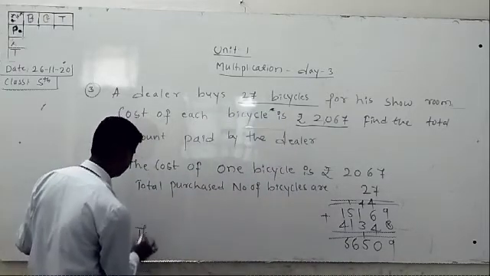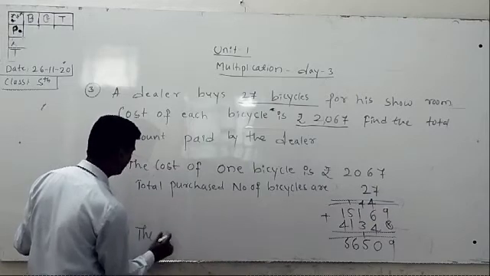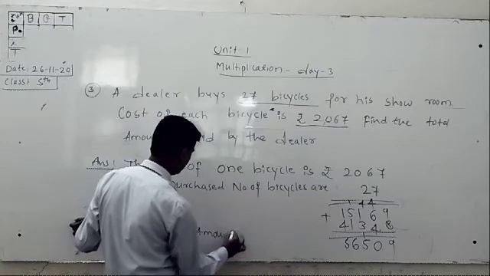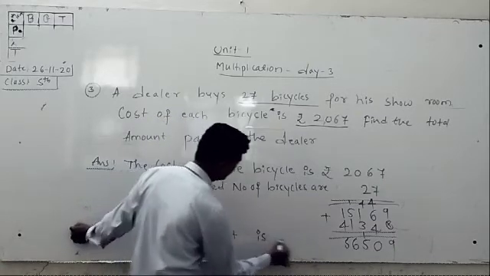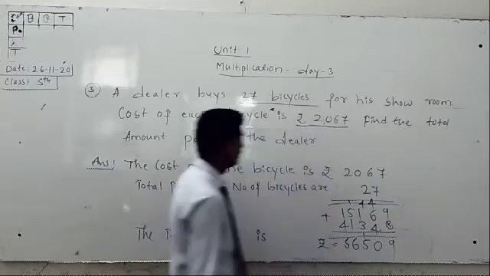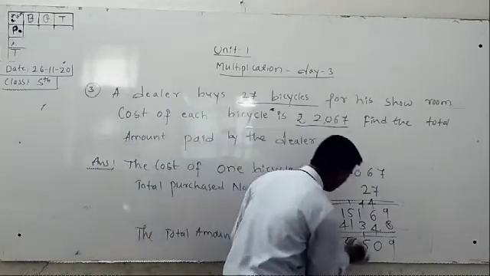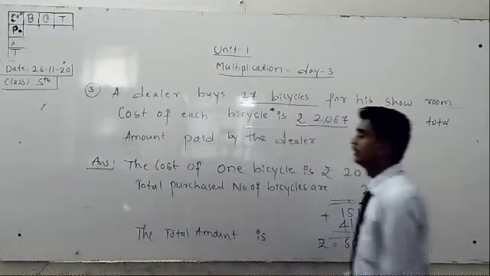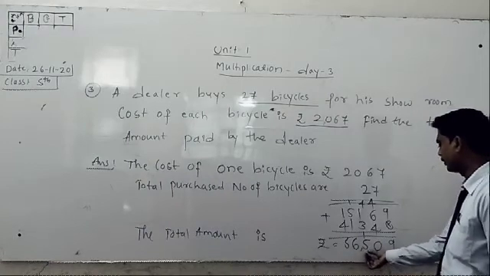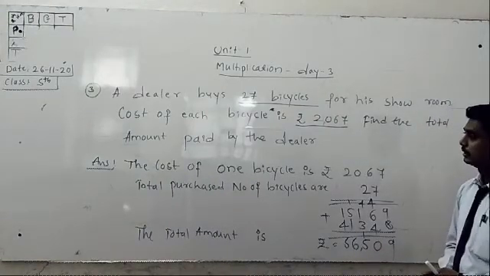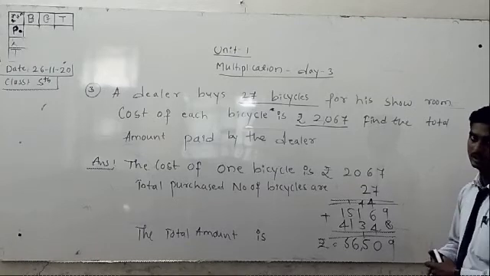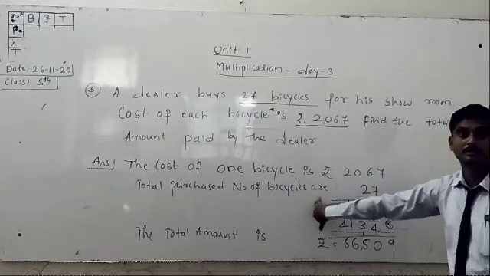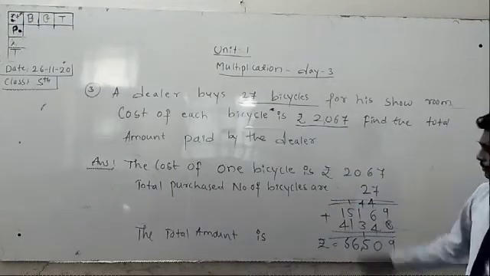The total amount is rupees 56,509. Total amount paid, how much amount he paid? 56,509 rupees he paid to that shop owner. Understand? Okay, all of you write this question and this answer. This is your exercise 1.1 word problem. Write down fast.